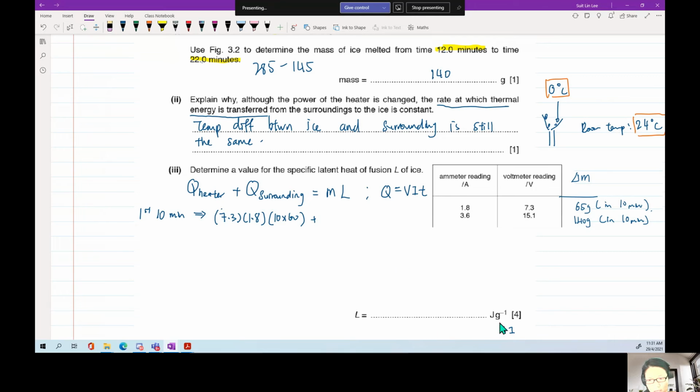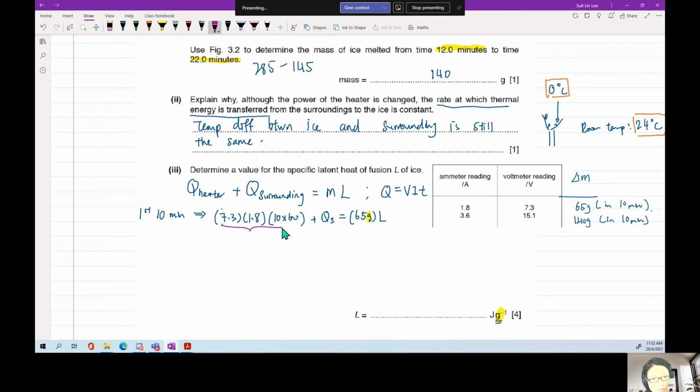Do you know the heat from the surrounding? Don't know. I'm just going to call this QS. And this will be the amount of mass melted, 65 gram times L. I'm going to keep the gram because the final unit is in gram. But I have to convert everything here into SI because all of this is joule.